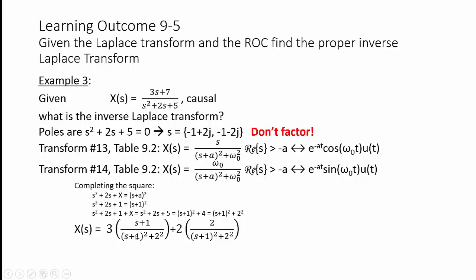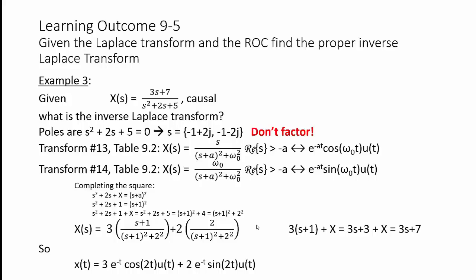Start again with the s term first. How many s's do we have? We have 3 of them. So that means that in total, we have 3s plus 3. Plus, what do we have left over in order to get our original numerator? Well, that x is going to be 4. So that means we've got a total of 4 for the coefficients in the second term. We need a factor of 2 for our omega 0, so we have to have a 2 times a 2. Now that we've got this broken up, we can apply transforms 13 and 14 and do our inverse Laplace transform.